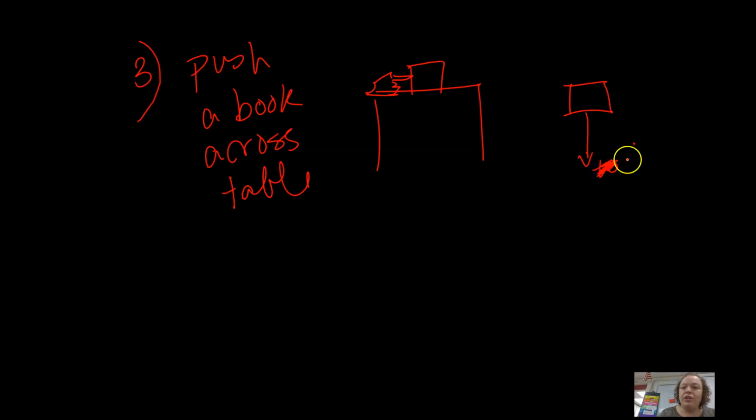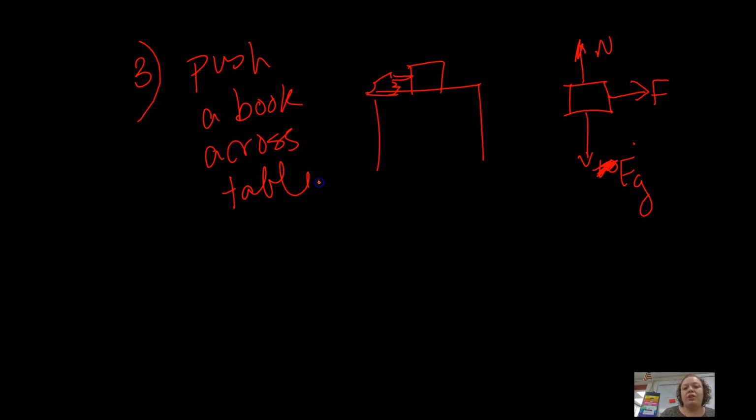It's on a table and it's not moving up or down, which means we have a normal force, and that should be balanced. And we have an applied force going this way. Now, if this was the scenario, this would not be balanced.